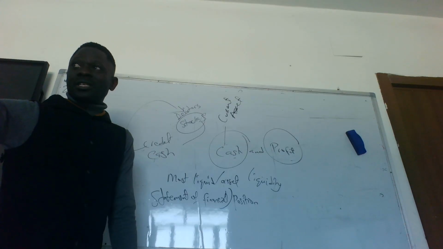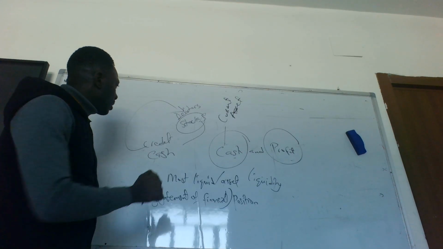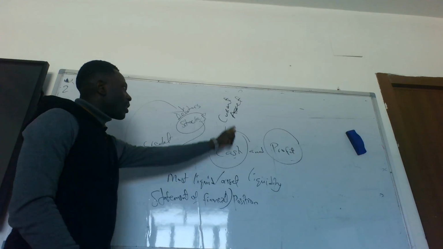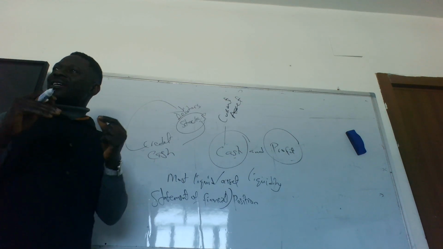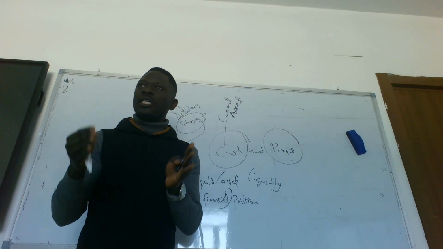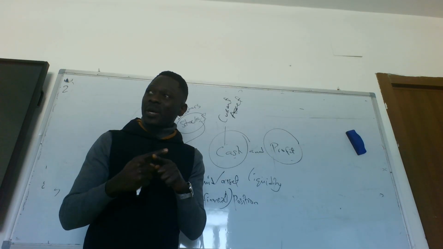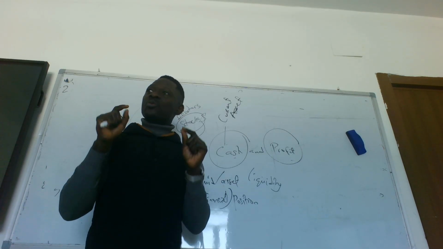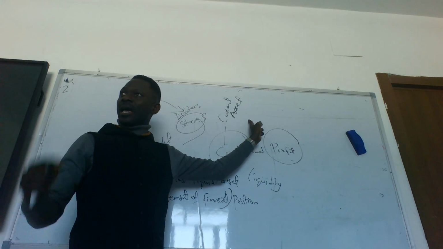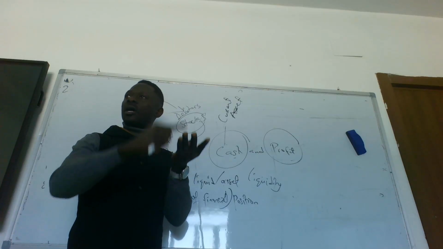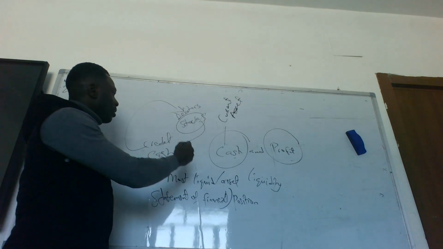We can leave those things and understand the difference between cash and profit. As a business, you have your current assets. These things belong to you, but they are current assets because they are expected to be turned into cash within a short period of time. That's why we call them current assets. Examples are cash, stock, debtors.